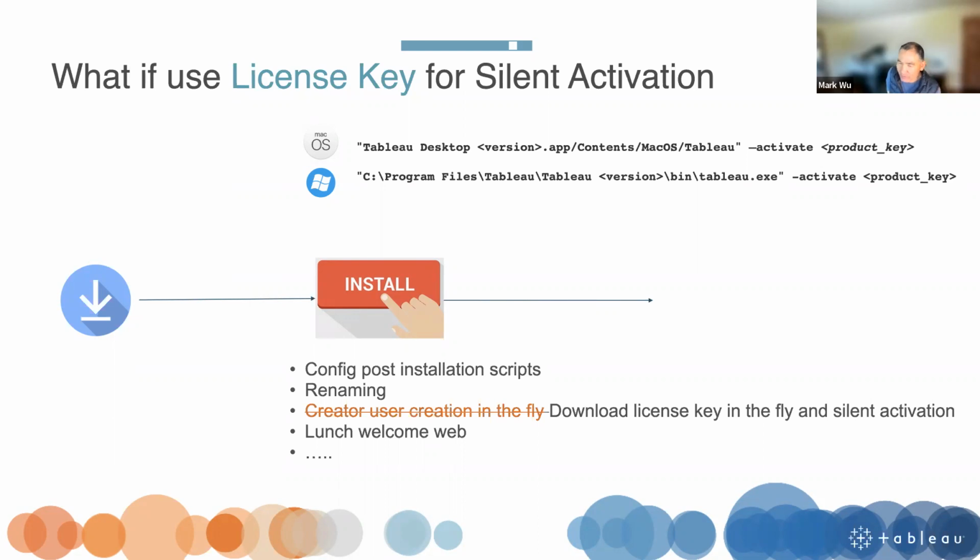Again, what I did in the past before I had LBLM was that during the installation, one of the post-install script functions was to download the license key automatically to the Mac, the machine the user is installing on, and call Tableau's silent activation function to get it installed and activated. That's how it works. Actually, even simpler.